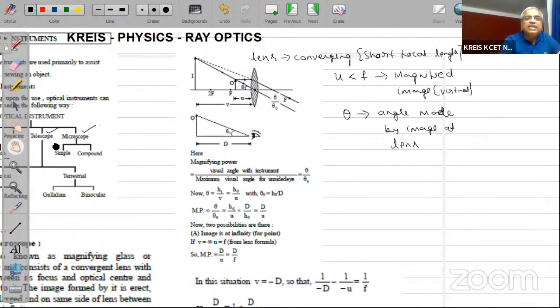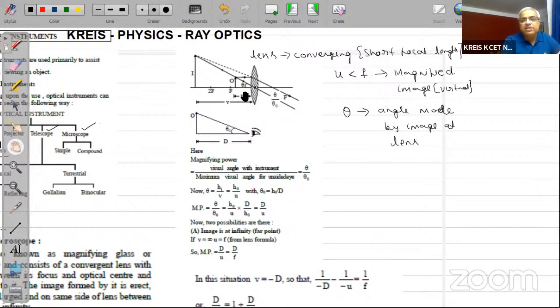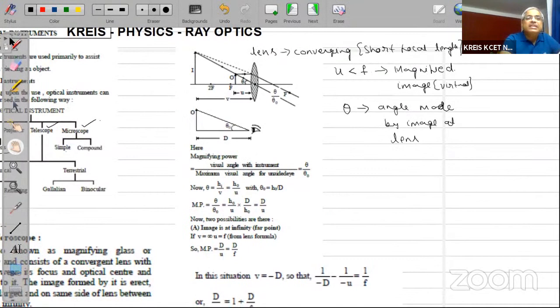Okay, then this same object, I don't need the lens, I just keep it in front of my eyes and look at it. I don't need the lens at all. I will see it in front of my eyes. How does it look? That will now subtend an angle here called theta naught. This theta naught is the angle subtended by the object at our eyes.